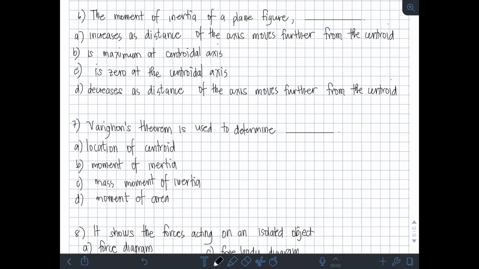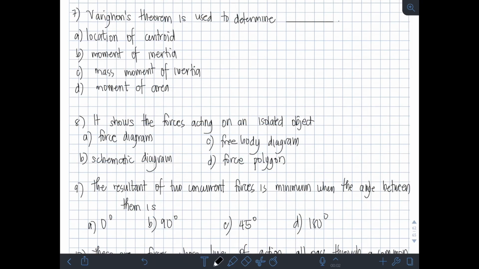7. Varignon's theorem is used to determine blank. A. Location of centroid. B. Moment of inertia. C. Mass moment of inertia. D. Moment of area. The answer is letter A. Location of centroid. 8. It shows the forces acting on an isolated object. A. Force diagram. B. Schematic diagram. C. Free body diagram. D. Force polygon. So the answer is letter C. Free body diagram.